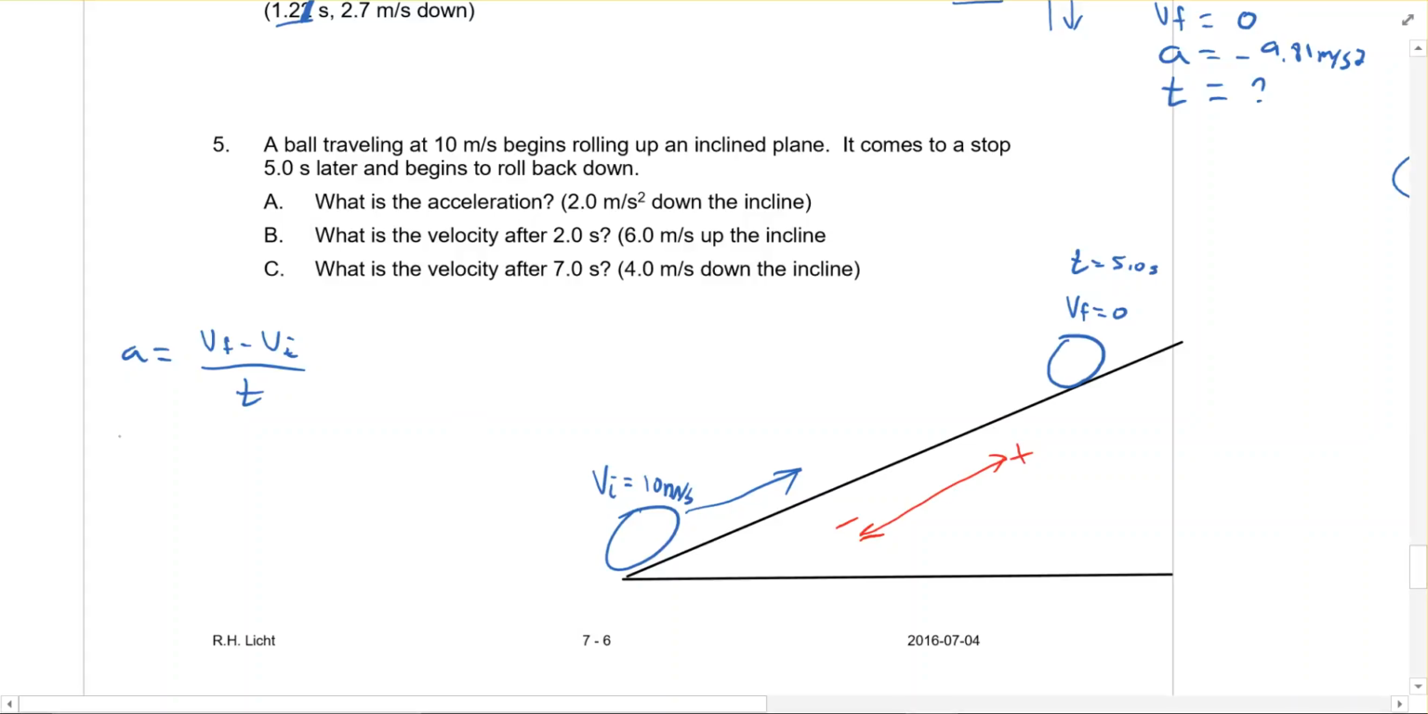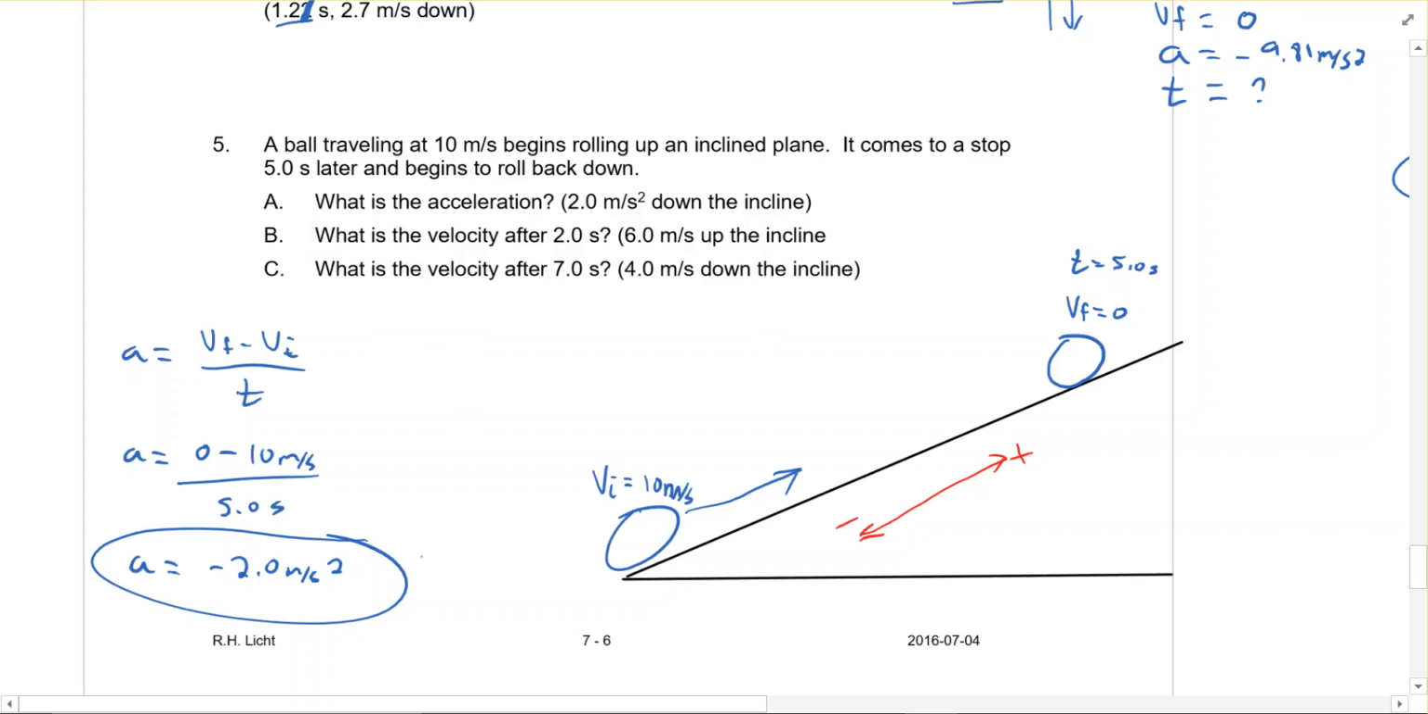So keeping on going with this, we're going to say A is equal to VF was 0. So 0 minus 10 divided by 5. And we end up with A is equal to negative 2 meters per second squared. So negative 2 meters per second squared. You could also say 2 meters per second squared down the incline, right? Because that's really what's happening. That's what that negative means. Okay, so that was part A.